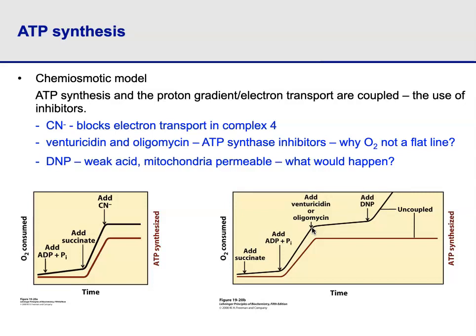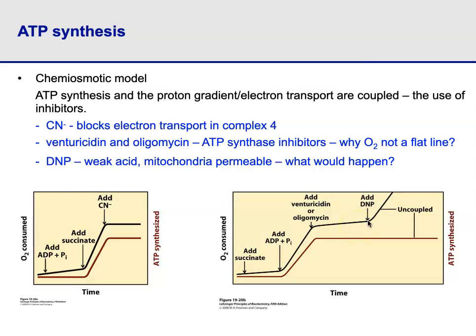Now imagine if you stop that flow back to the matrix. What would happen with that gradient? The gradient will increase to a point where the electron transport complexes will not be able to push anymore against that pressure. For that reason, the gradient will increase so much that it will stop the electron transport as well. We see that it still functions with some residual small amounts, but for the most part it has been completely inhibited.